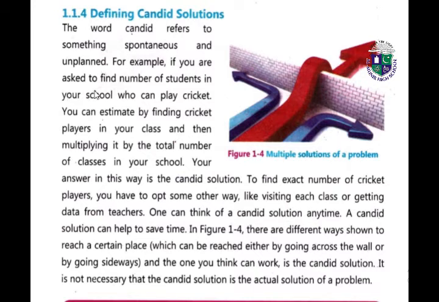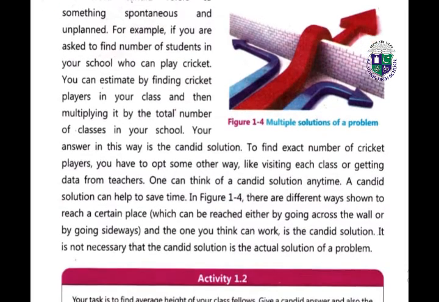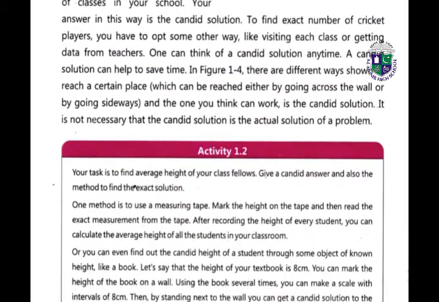For example, if you are asked to find the number of students in your school who can play cricket, so you can estimate by finding cricket players in your class and then multiplying it by the total number of classes in your school. So this is the spontaneous or unplanned calculations. Your answer in this way is the candid solution. To find exact number of cricket players, you have to opt some other way, like visiting each class or getting data from teachers. One can think of a candid solution anytime. कोई भी कैंडिडेट सॉल्यूशन के बारे में किसी टाइम भी सोच सकता है कि that this will be our answer.